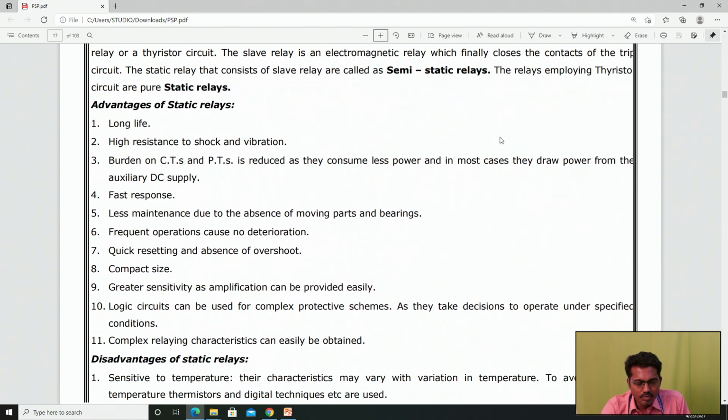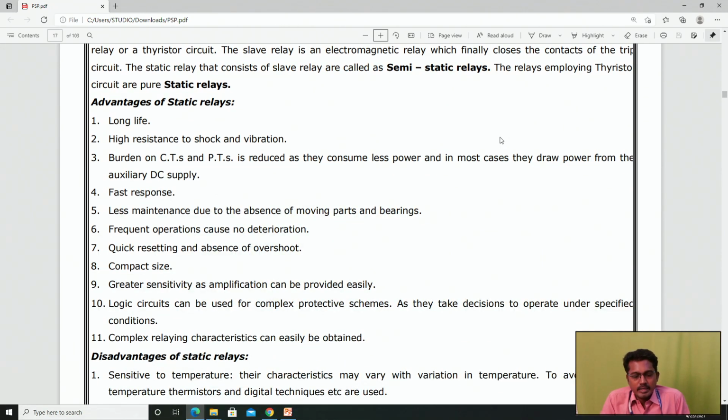The reasons why we go for a static relay are long life, high resistance to shocks and vibrations, fast response, and less maintenance due to the absence of moving parts, compact size and greater sensitivity. We all know that the analog signal can be rectified and we can make it DC. So the AC to DC conversion process can be carried out in the static relay. That DC output can be given to any static devices, and through that they can control the relay operations. This is also possible for the static relay.